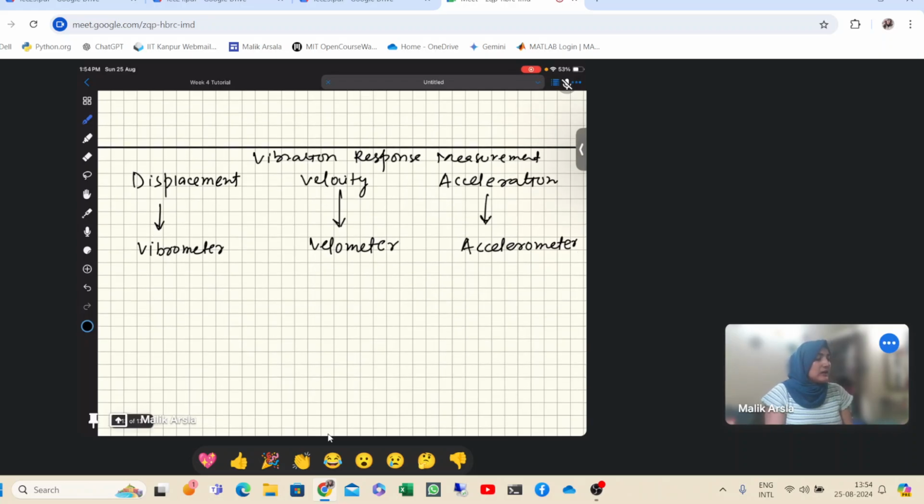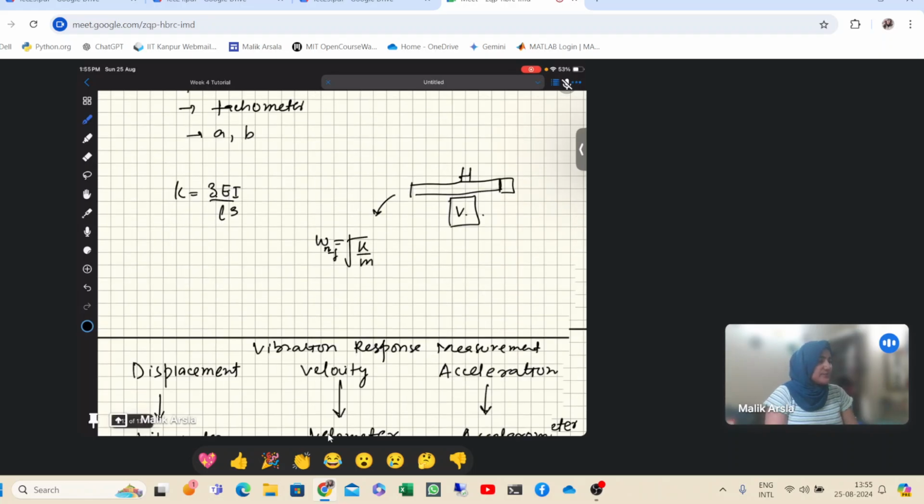Basically all these three are seismic instruments, or they are called vibration pickups. They are used in conjunction with a transducer, and they are used for the response measurement of the system we are working with. The next question was which of the following instruments measure velocity, so that is the velometer. Then which instrument measures acceleration, so that is the accelerometer. So I think we have covered pretty much of this week's content.